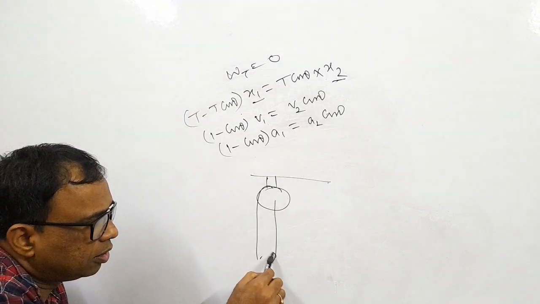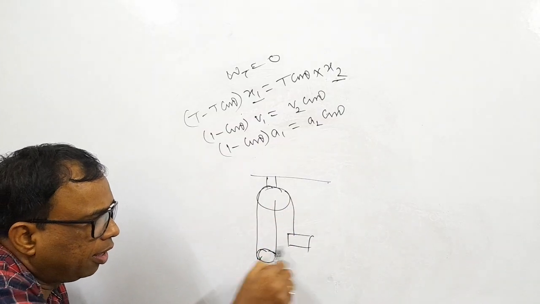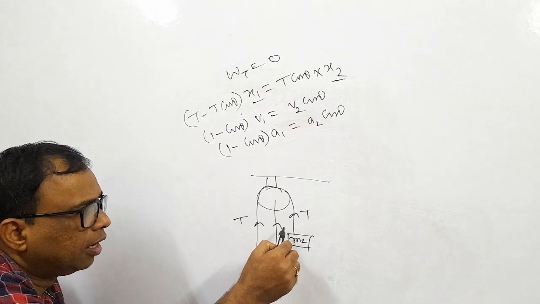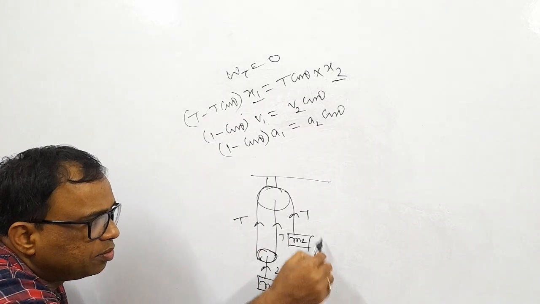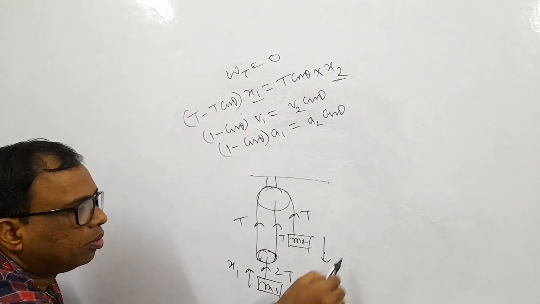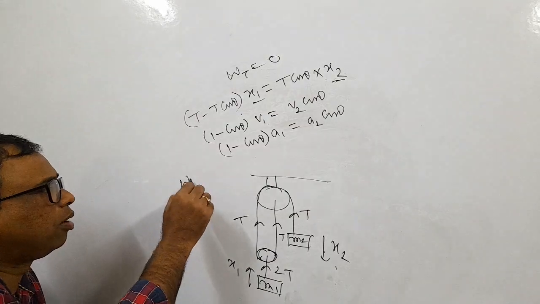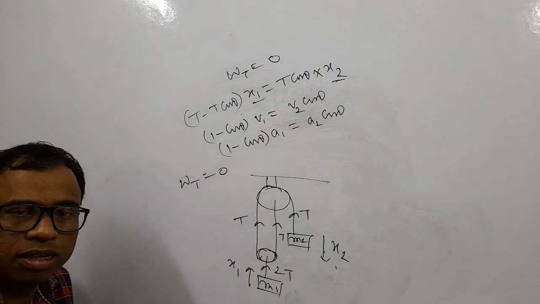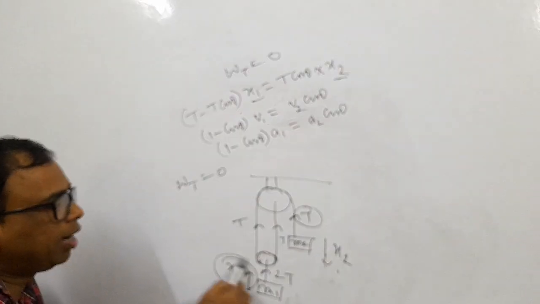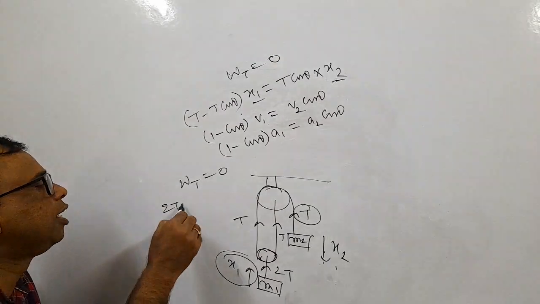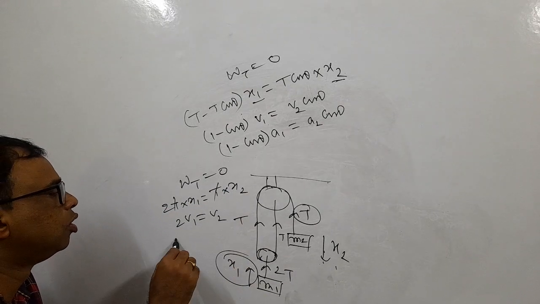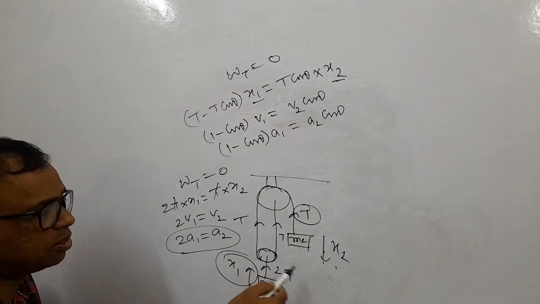Suppose here is a body and here is a body. That is M1 and that is M1. Suppose that is T and that is 2T. So what is the relation between accelerations? If it moves downwards, then the body moves upward. So that's the displacement. Again, work done by tension is 0. You can apply that easily. So work done by T here against 2T: 2T into x1 equals T into x2. That's 2v1 equals v2. So 2a1 equals a2. That's the relation between these two as well.